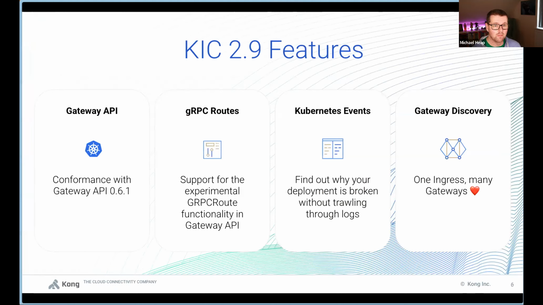KIC 2.9 brings 4 things that I'm going to talk about today. The first is the Gateway API, which I'm really excited about. The second is gRPC routes, which are really handy for things like bidirectional streaming. We've got Kubernetes events. You can go and read all the logs, but why would you? It's better if the ingress will actually surface what's going wrong directly to you. And then finally, gateway discovery, which is the major feature of the release, which allows you to have one ingress and many Kong gateways. And I'll dig into each of these in a little bit more detail.